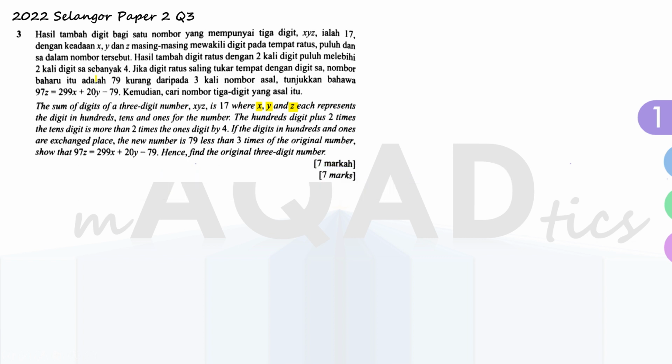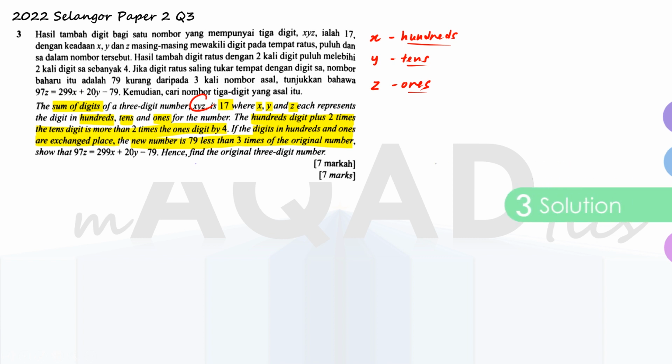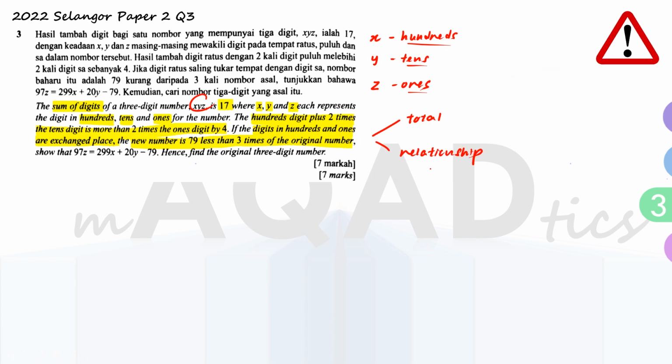So let me highlight some of the important points for this question. So before we form equations, we need to understand what x, y, and z represent. So here it says that x is the hundreds, y is the tens, z is the ones for this number. And there are two approaches that we can form equations: total and relationship. So relationship means it compares the three unknowns. Let's say x is more than y by 5. So there is one total in this question, which is this sentence. It means that if we add up x, y, and z together, it will obtain 17.